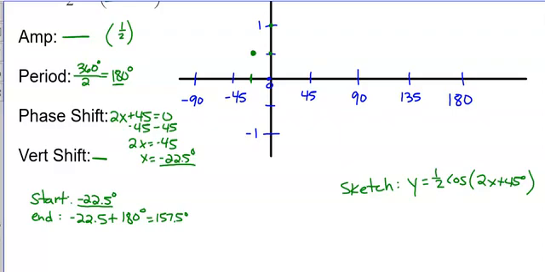And then we are going to go through an entire cycle, and we are going to end up in that exact same spot at 157.5 degrees, which is about right there. So we have to picture what this is going to look like. We're halfway through, we're going to be about here. And we need to make this look as good as we can, something like that.